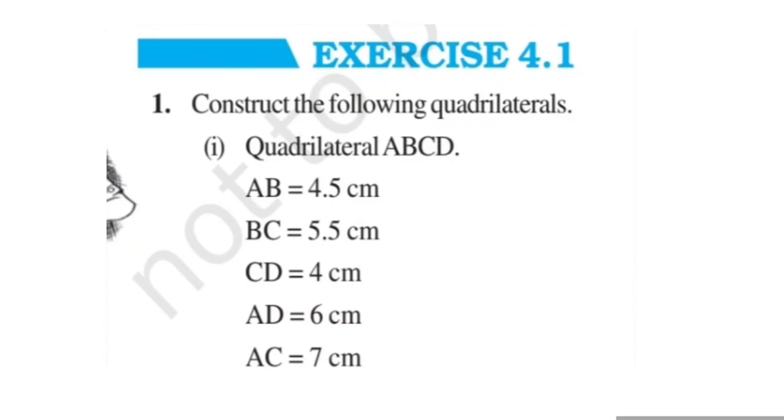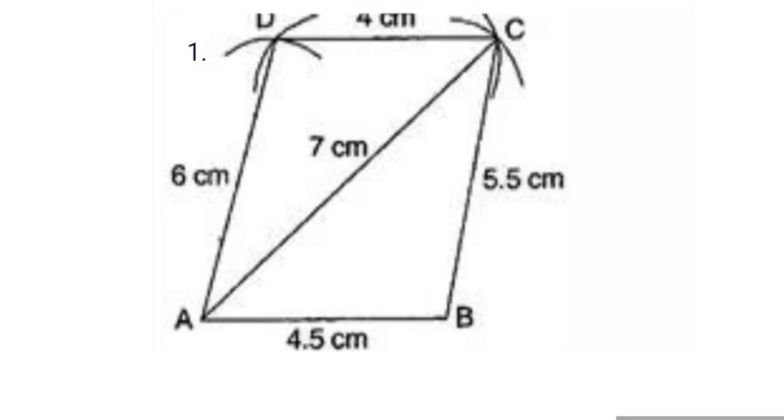Here scholars, you can see all the four sides of the quadrilateral are given. The four sides are AB, BC, CD, DA, and AC is the diagonal. It means four sides and one diagonal are given. So first we will draw AB equal to 4.5 centimeter. Then draw an arc taking radius 5.5 centimeter from point B. Now taking radius 7 centimeter, draw another arc from point A which intersects the first arc at point C.